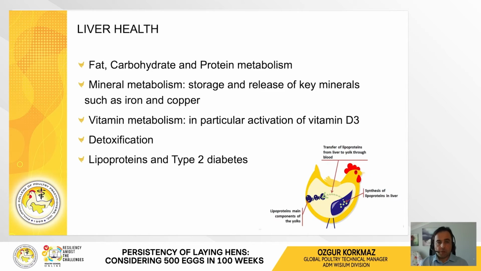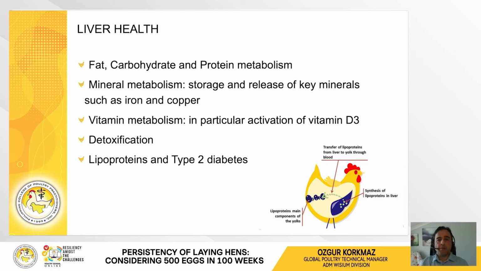The liver is a unique organ for us because it has a lot of responsibility. For example, fat, carbohydrate, protein, mineral, and vitamin metabolism. Especially, the liver has an important mission to convert vitamin D3 to 25-hydroxy D3. The liver also works very well during detoxification. If we can control liver health during the production period, especially at the end of the period, we can maximize the number of eggs from each hen.